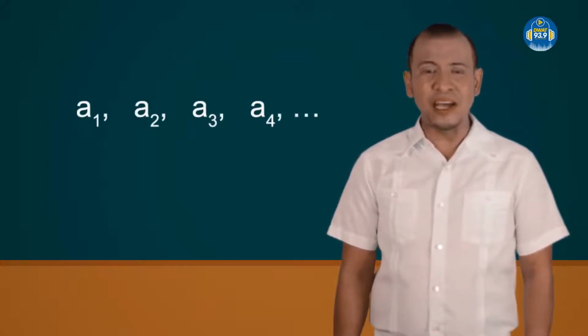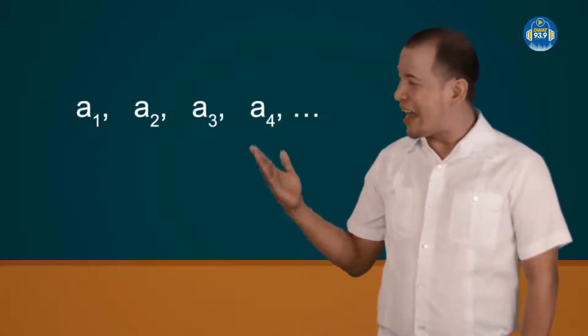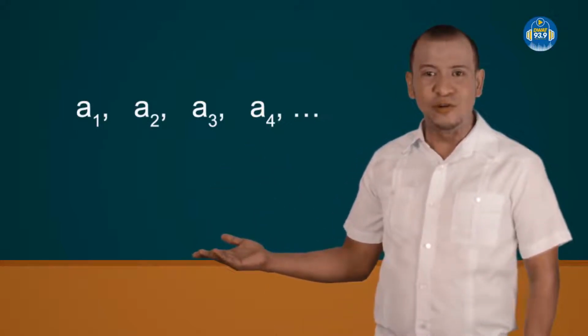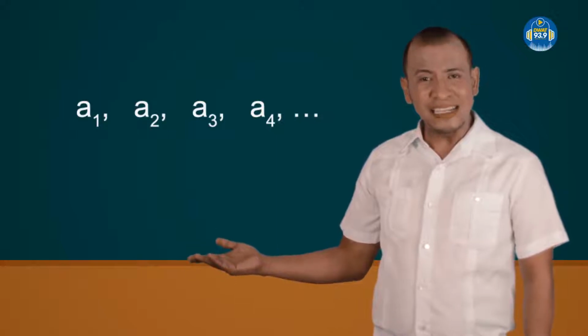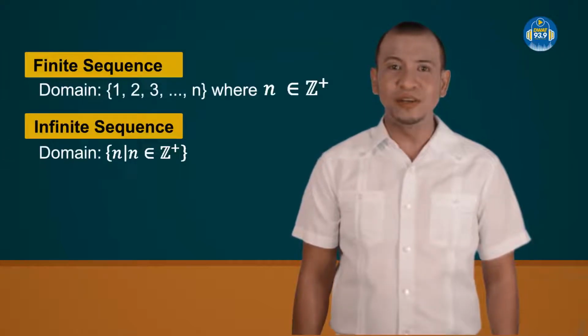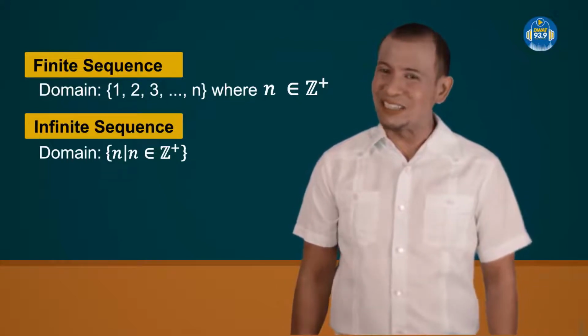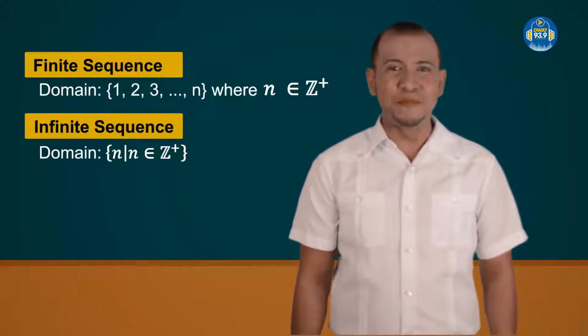Every element in the sequence is called a term and denoted by a sub 1, a sub 2, a sub 3, a sub 4, and so on. From the definition, a sequence is said to be finite if its domain is a set of 1, 2, 3 up to n, and is said to be infinite if its domain is a set of positive integers.